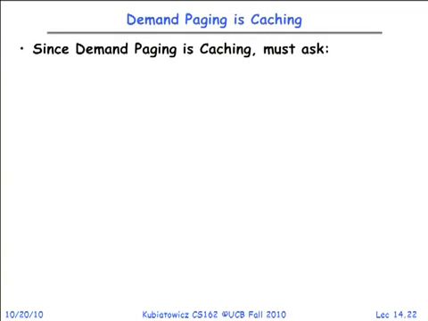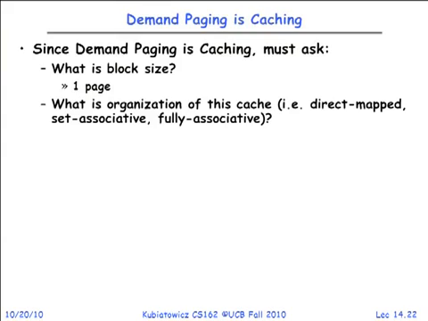Okay? So since it's a cache, we can ask the following questions. What's the block size of this cache? How much gets pulled in? Page. Okay? What was the block size of a hardware cache? We said 32 to 128 bytes, right? So the block size of this type of cache is a page in size. So 1K, 4K, whatever your page is. What's the organization of this cache? Is it direct map, set associative, fully associative?